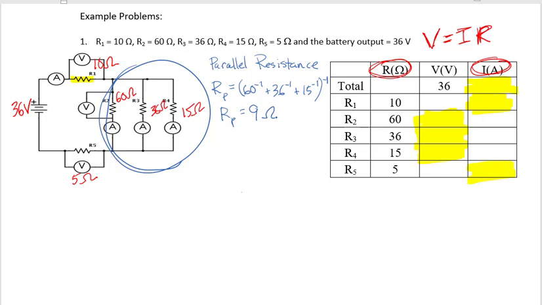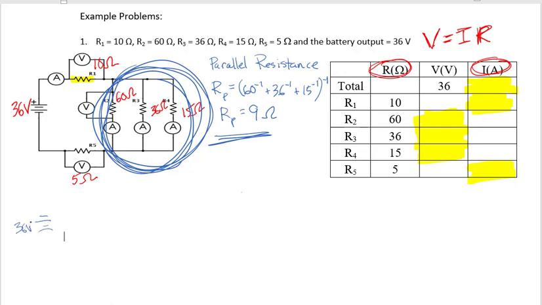What that means is that we could take that entire portion, this portion right in here, and replace it with one 9 ohm resistor. Let me sketch out what that would look like. We'd have our 36 volt battery, this 10 ohm resistor up here, which is what we had before, but instead of all those 3 parallel resistors, a 9 ohm resistor. And then this is still 5 ohms. So we've simplified the circuit.